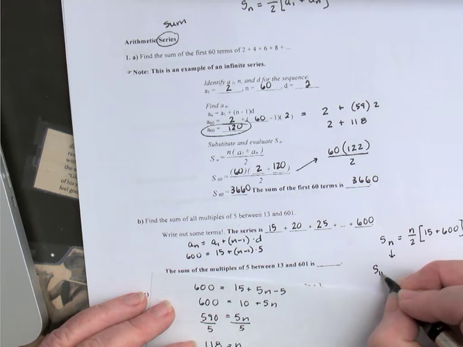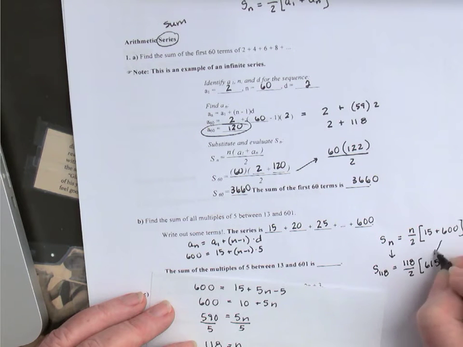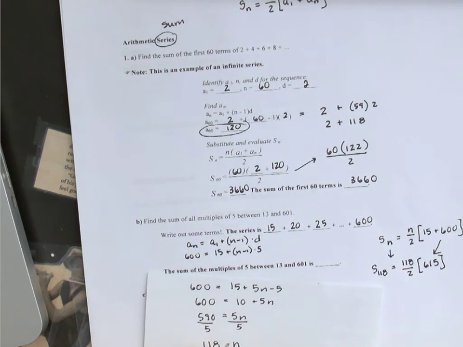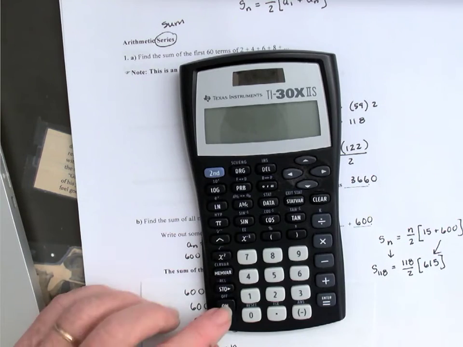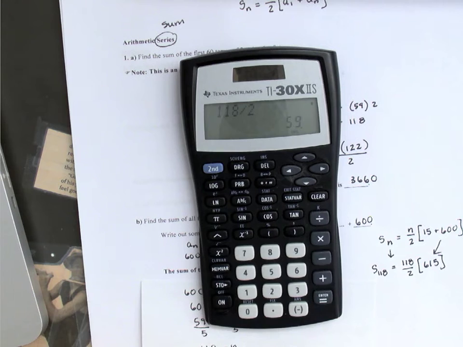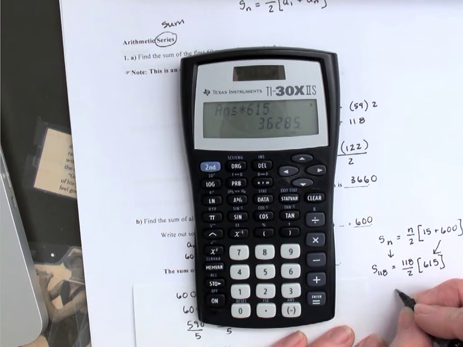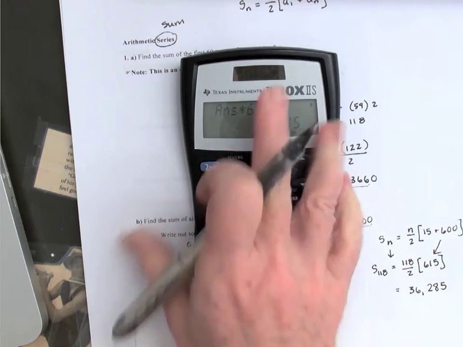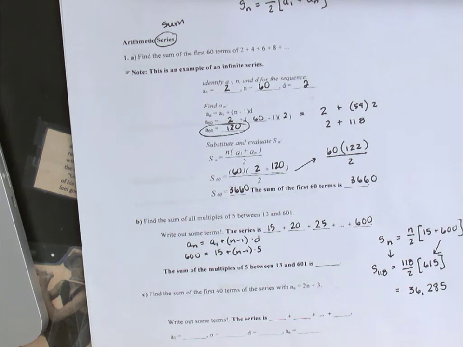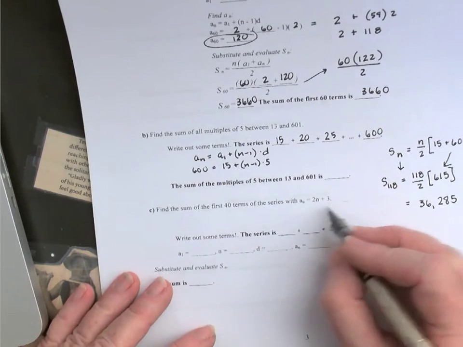S sub 118 is 118 over 2 times 615, right? And I would definitely have to use a calculator for that. So I'm going to have 118 divided by 2, and then I'm going to multiply by 615, and that's going to give me 36,285. 36,285.